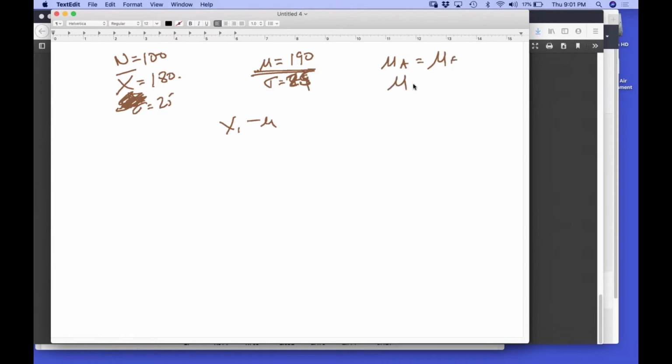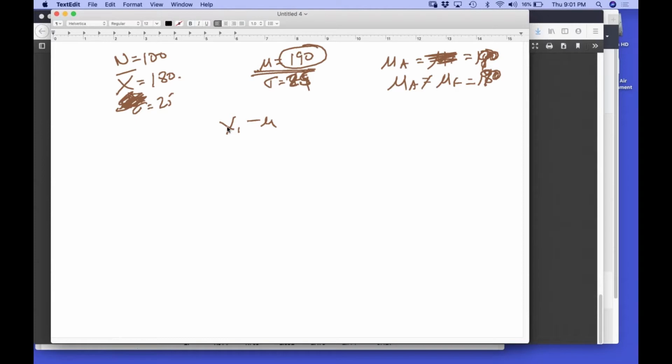And our alternative hypothesis: the mean for American nuns does not equal the mean for French nuns. However, I know what the mean for French nuns is, 190. So I can just put 190 here, not equal to 190. Now I have to check whether this is true or not. Can I reject this null hypothesis?